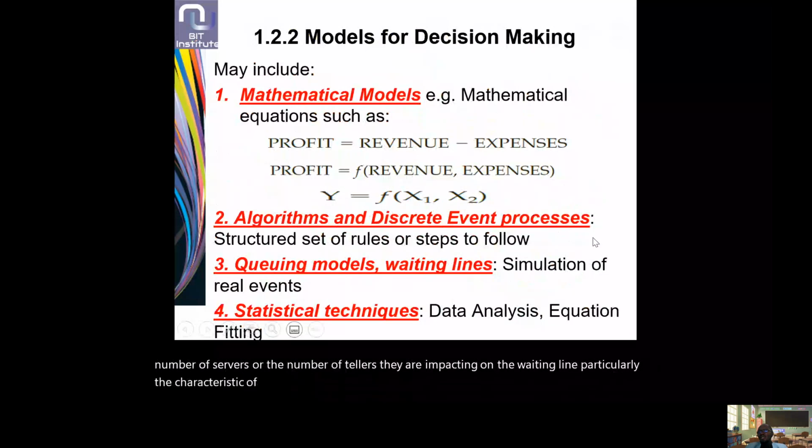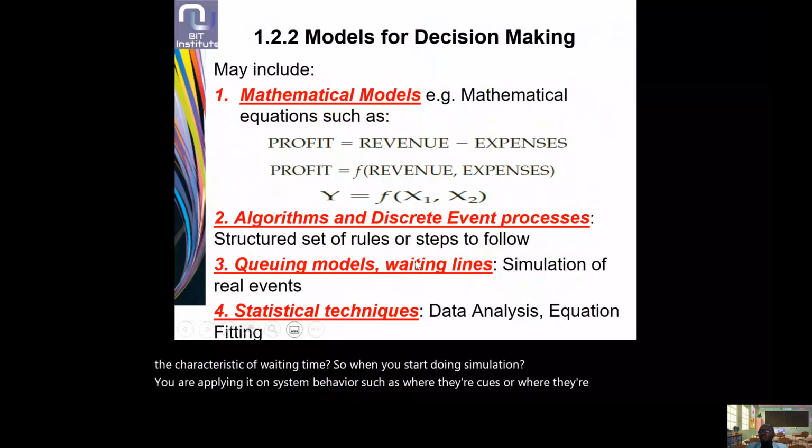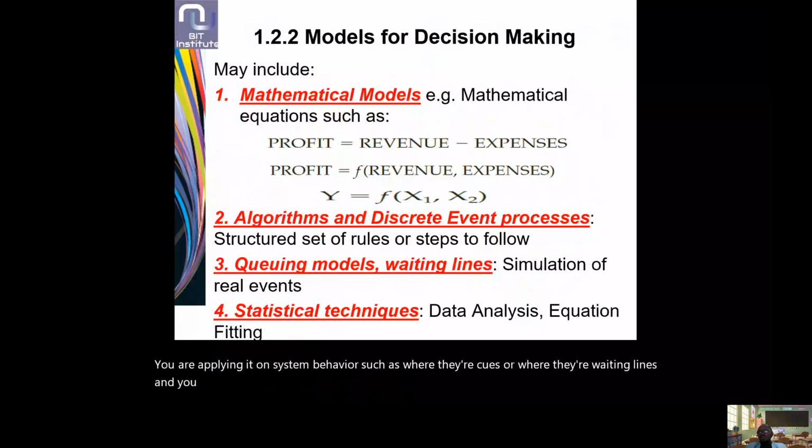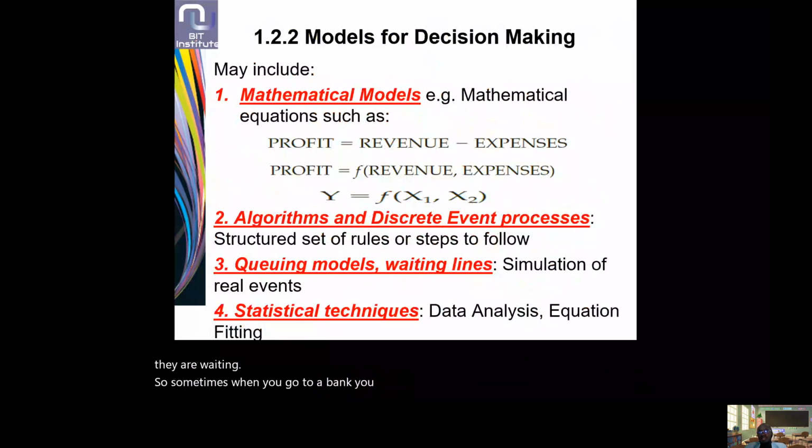So when you start doing simulation, you are applying it to system behavior, such as where there are queues or waiting lines. And customers do not want to wait for too long. So organizations work very hard to determine what is the average waiting time that can still make customers satisfied even though they are waiting.